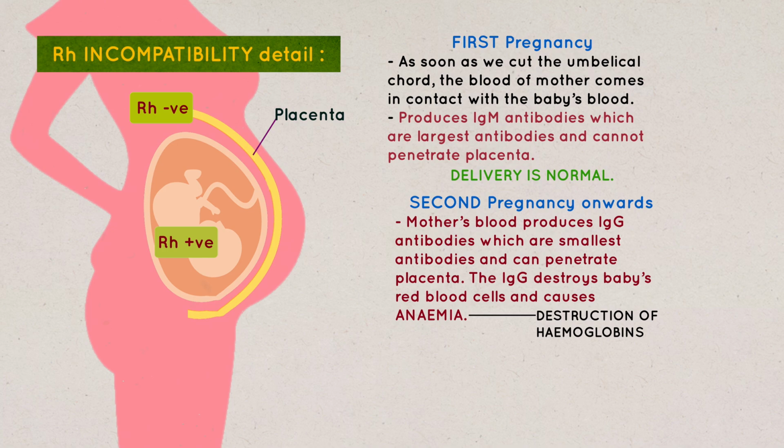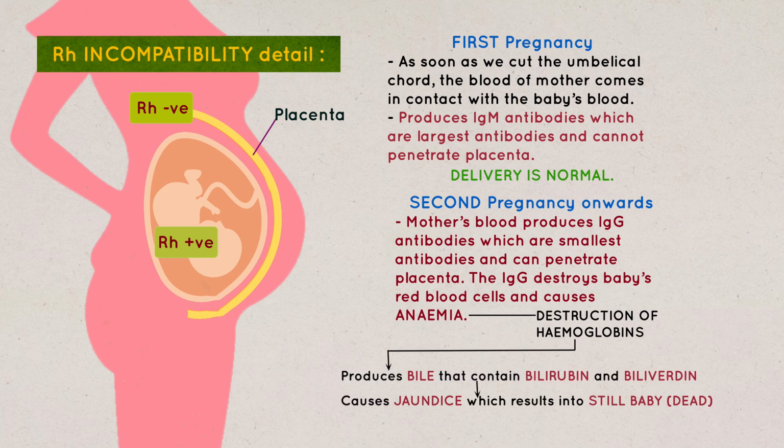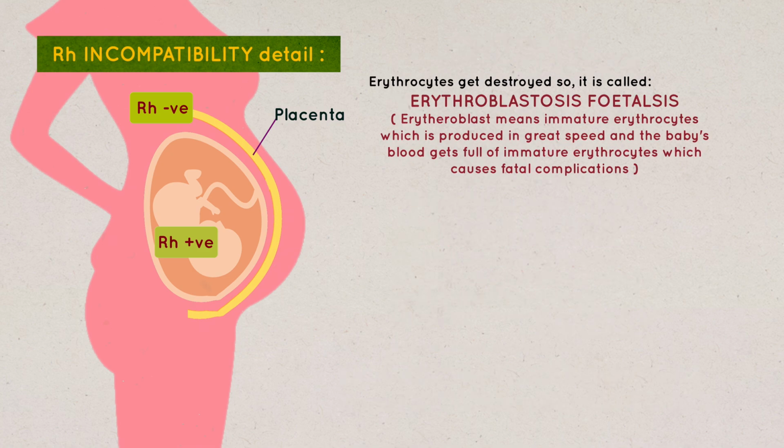This results into destruction of hemoglobin, which produces toxic substances like bile, which contain bilirubin and biliverdin. The toxicity of bile will cause jaundice in the baby, which will gradually cause the fetus or baby to die inside the womb. So because of severe anemia and jaundice, stillbirth occurs. We need to keep in mind that in these stages the erythrocytes get destroyed, so it is called erythroblastosis fetalis.